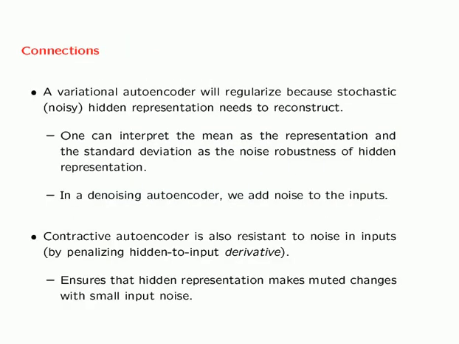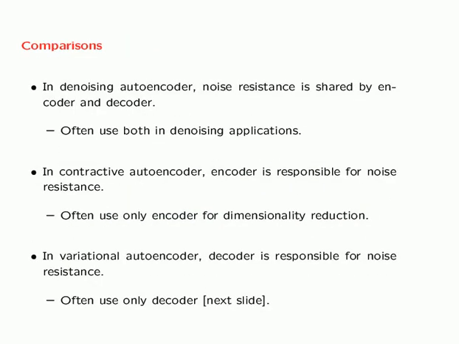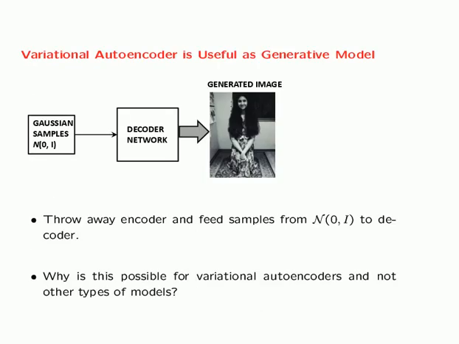But where you're adding the noise here is different, which ensures that the decoder is responsible for the noise represented. So the decoder is the most important part. So often with the variational autoencoder, you often use only the decoder. So what do we use a variational autoencoder for?